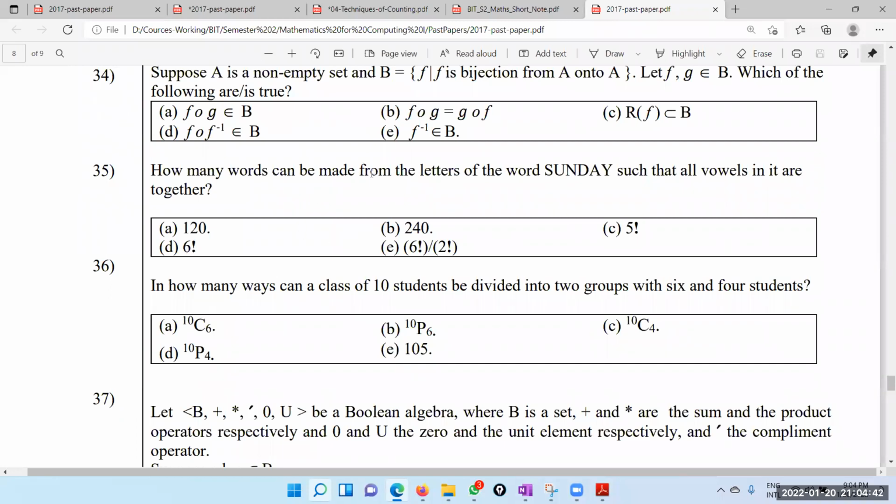How many words can be made from the letters of the word Sunday such that all vowels in it are together?